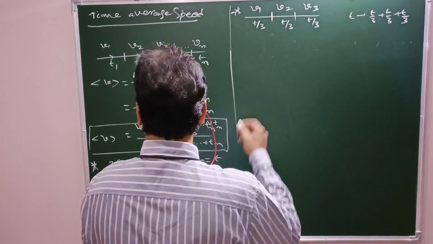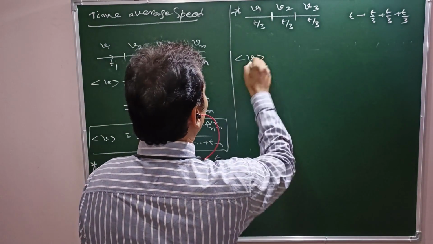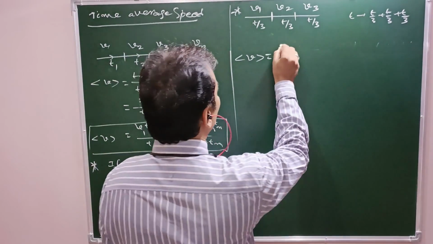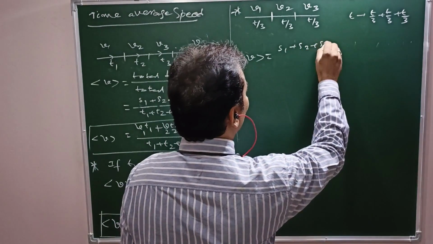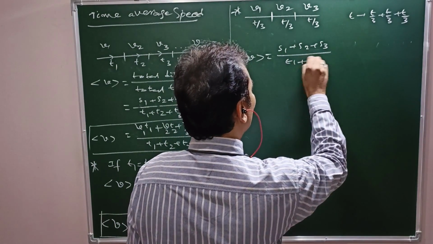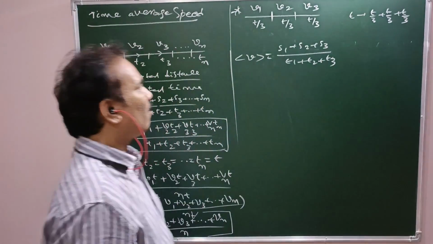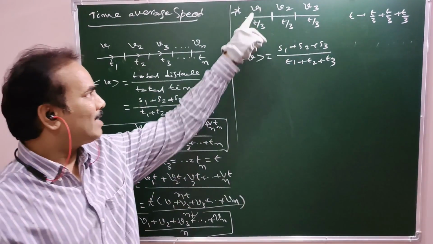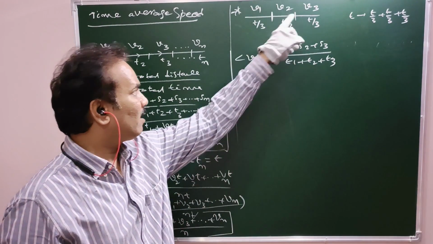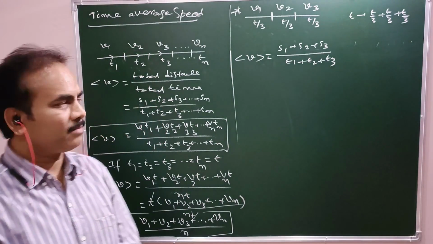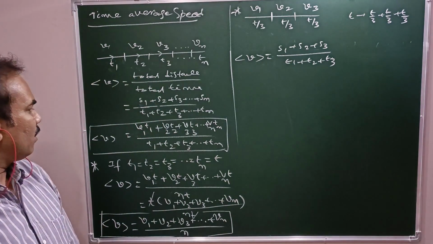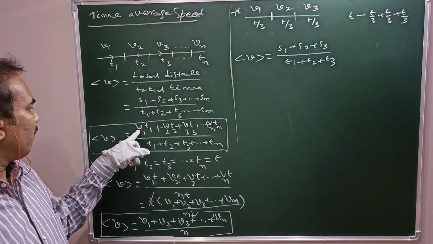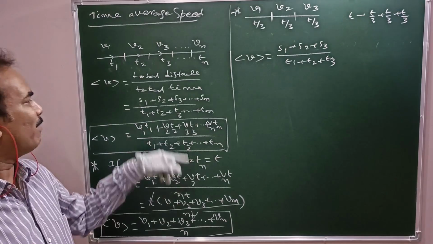So what is the average speed here? V equal to s1 plus s2 plus s3 divided by t1 plus t2 plus t3. Here it is t1, here it is t2, here it is t3. Now what is the distance covered from here to there? S1, from here to there S2, from here to there S3, and so on. Otherwise, we can directly take this expression, that is v1 into t by 3 plus v2 into t by 3, like that.